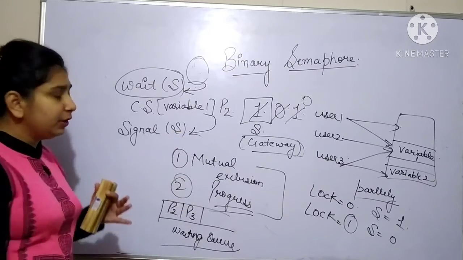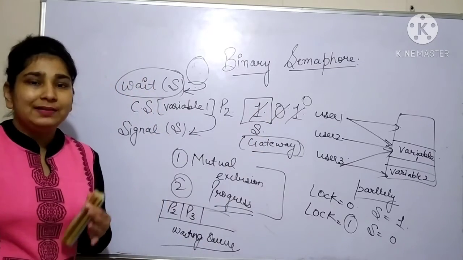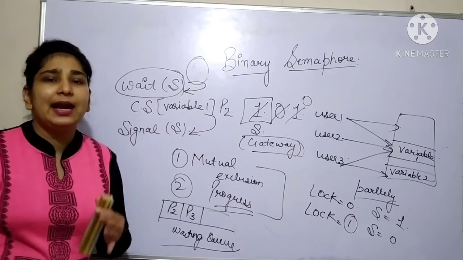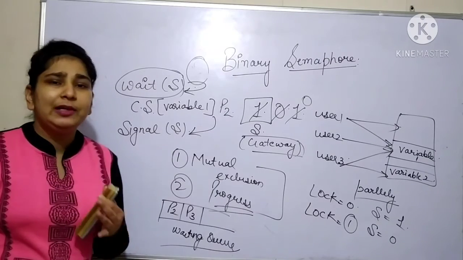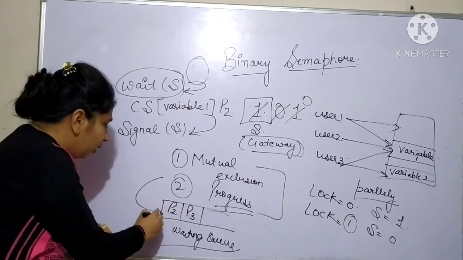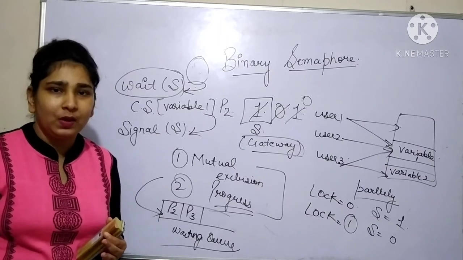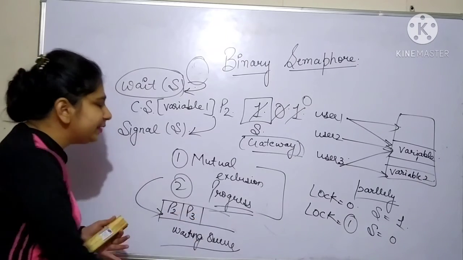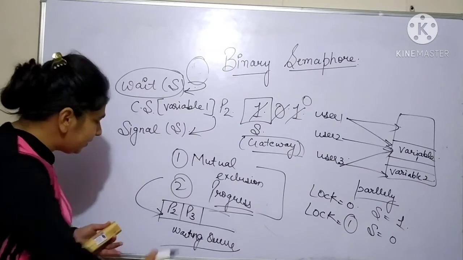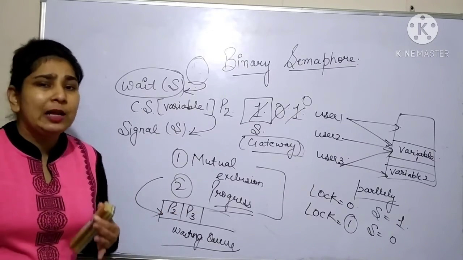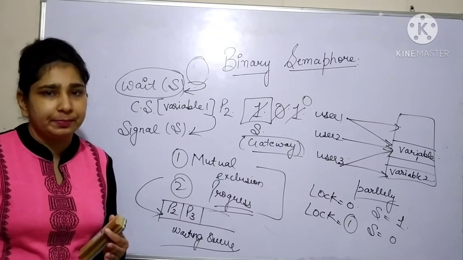Whenever the semaphore variable value becomes 1, that means one process can enter into the critical section. So what we will do is invoke the processes sleeping in the waiting queue. We will wake up these processes. With the help of it, you are avoiding the wastage of your CPU time.